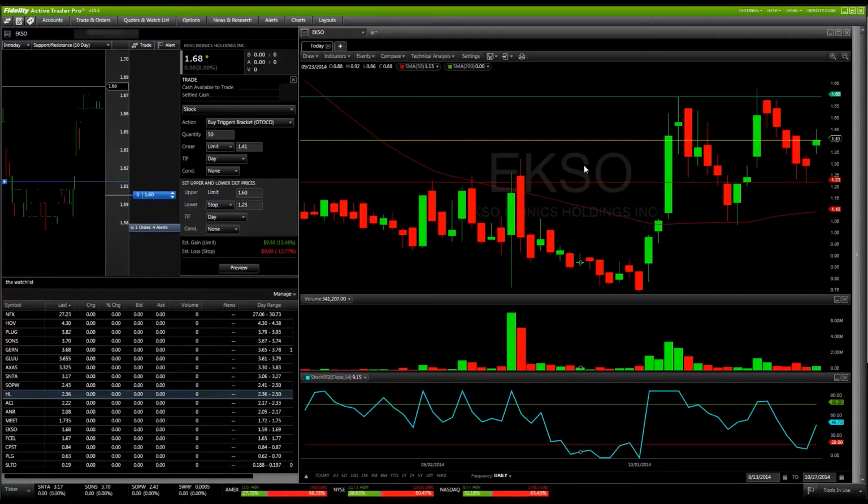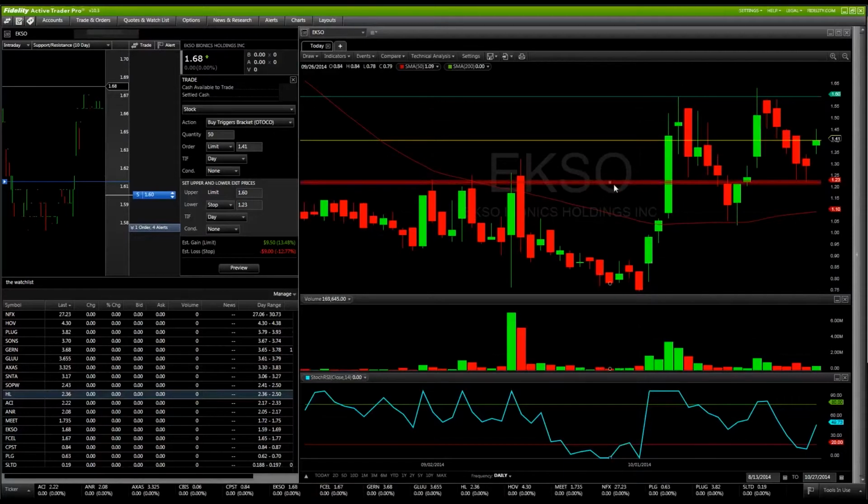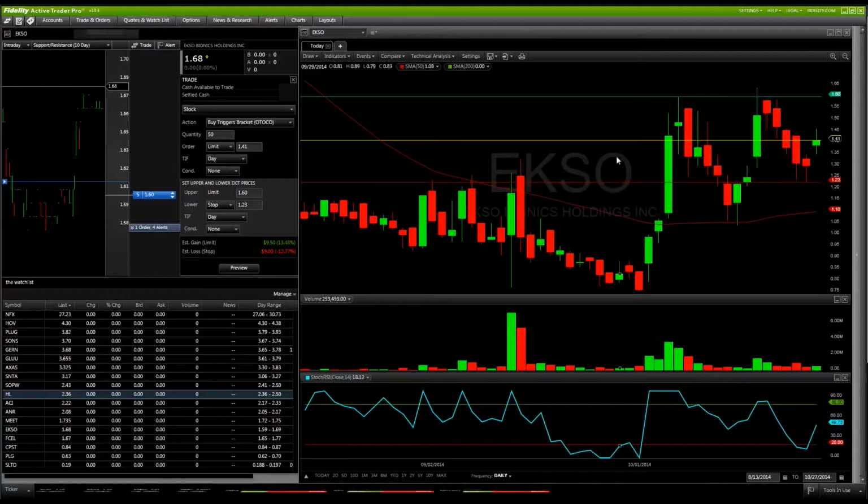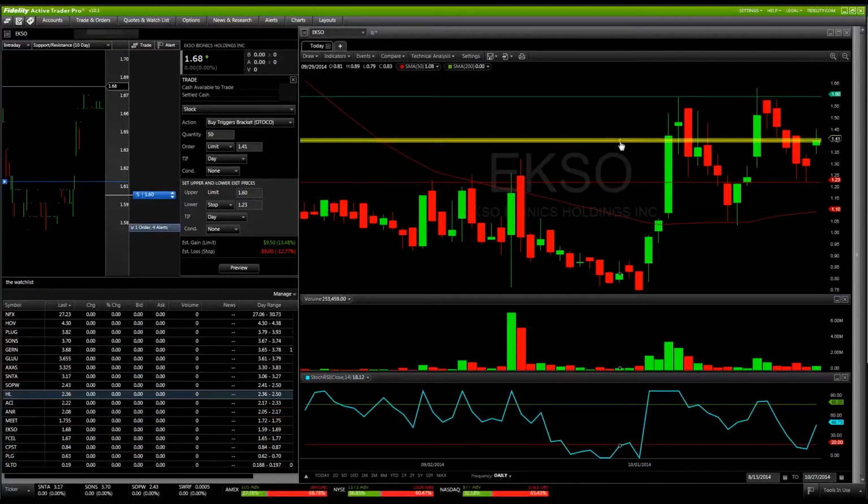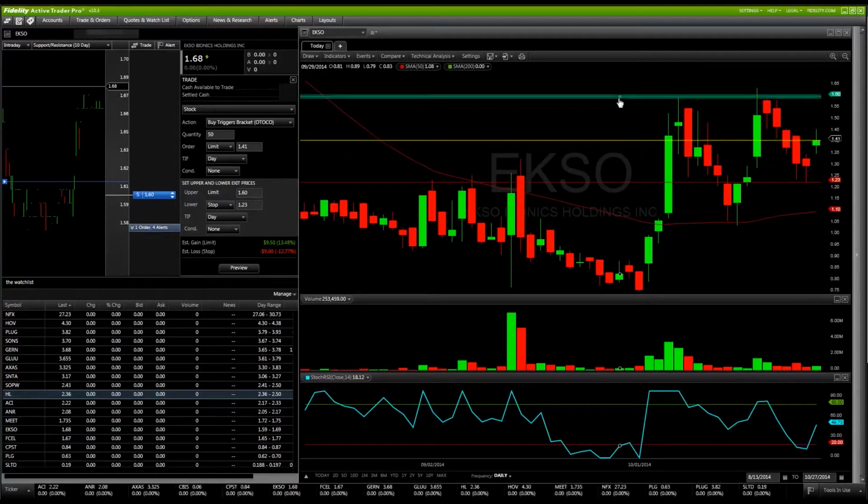Okay, so we're going to be looking at EKSO as an example today, and we're looking at the daily chart. What that means is each one of these candles represents an entire day's worth of trading. We've got a red line here, which represents a stop loss, which we're implementing at 123. We've got a yellow line, which shows the price at which we bought the stock. And we've got our green line up here, which represents our limit, or our goal where we think the stock is going to go.